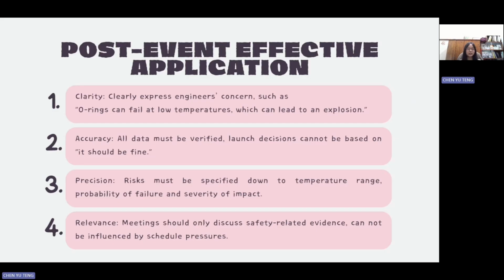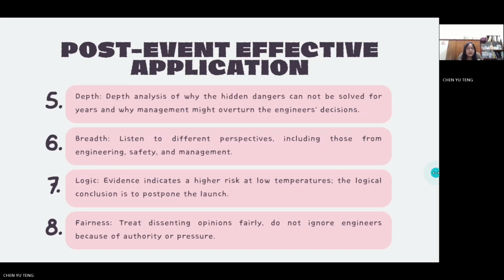Third, precision. Risk must be specified down to temperature, range, probability of failure, and severity of impact. Fourth, relevance. Meetings should only discuss safety-related evidence, cannot be influenced by schedule pressure. Fifth, depth. Deep analysis of why the hidden dangers cannot be solved for years and why management might overturn the engineer's decision.